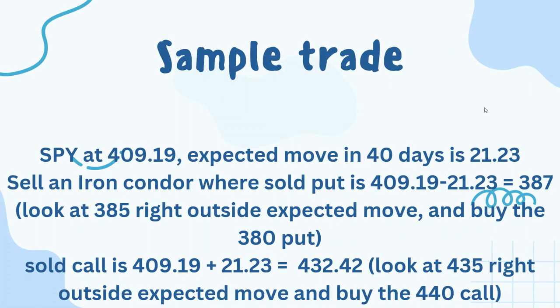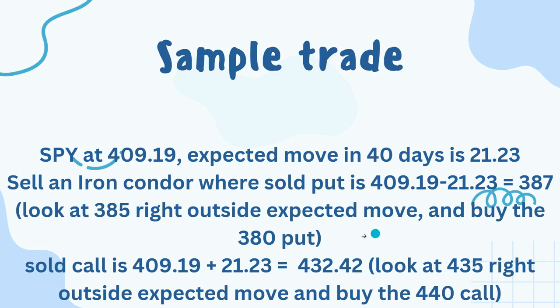So here's a sample trade that you can consider taking for Monday. SPY is currently at 409.19. Your expected move 40 days from now is 21.23. So what we're going to do is consider doing an iron condor. Your sold put will be 409.19 minus the expected move of 21.23, or 387. You want to go a little bit further than that, so you're going to look at the 385 strike. That's right outside your expected move.